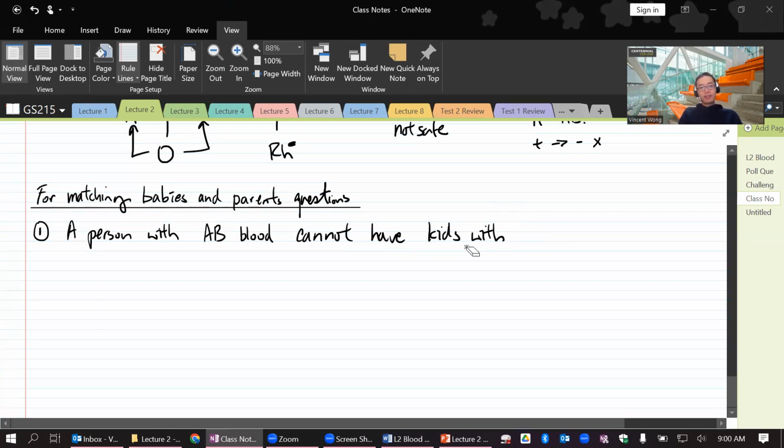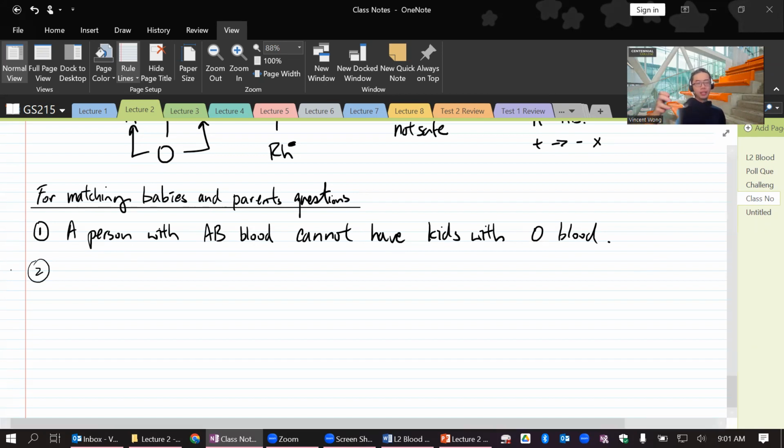You can never have kids with O blood. That's because if you need to have a child with O blood, you must be able to pass on a little i. You don't have a little i when you are type AB blood, right? So that's why it doesn't matter who you marry. You're not going to have a biological child with type O blood. Okay. Can someone else give me another statement that's true, something along this line?